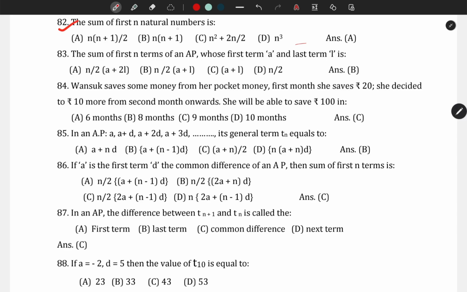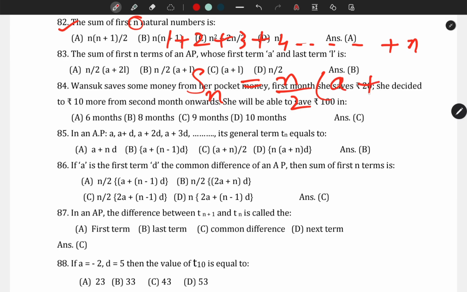The sum of the first n natural numbers. The sum of n natural numbers means 1 plus 2 plus 3 plus 4 and so on, we have to add till n terms. Had it been 20 we would write 20, but here n will remain n. Now here we'll apply the formula Sn equals n by 2 into a plus l. So here n will remain n divided by 2. a is the first term which is 1, and l is the last term, which in natural numbers is n. The n and l will always be the same.